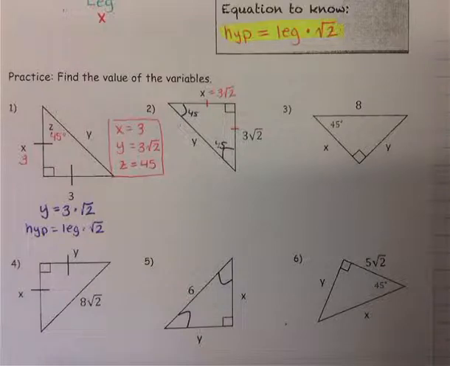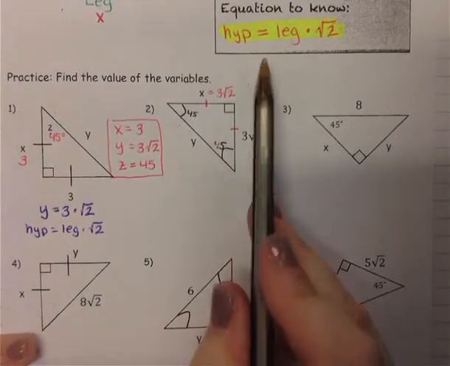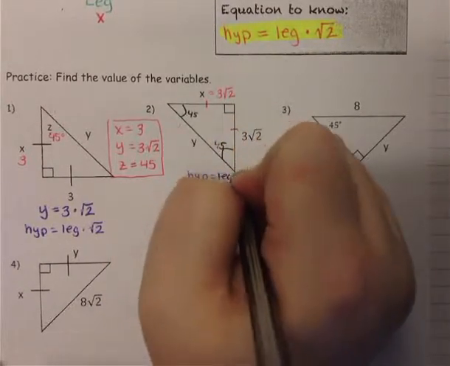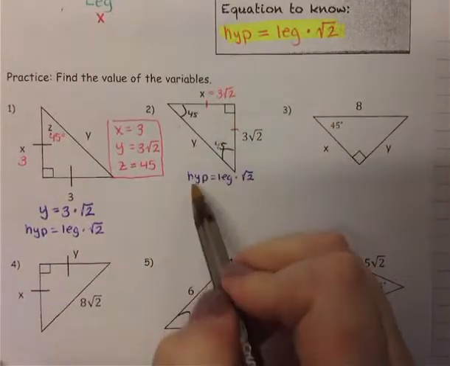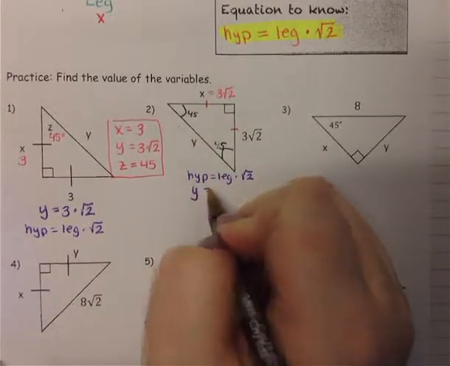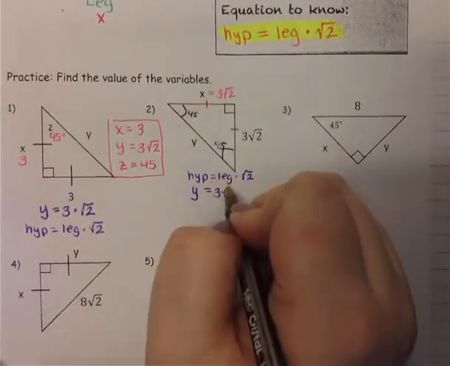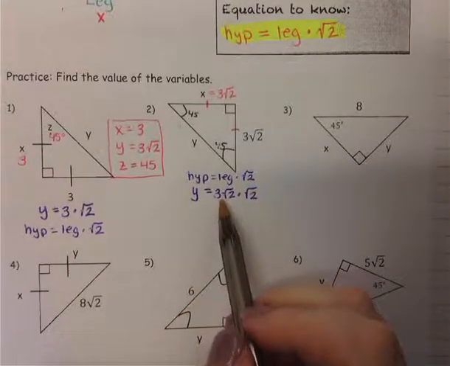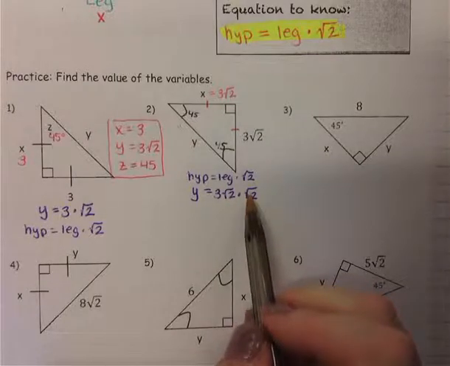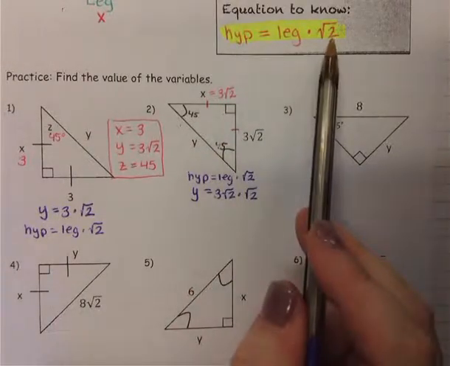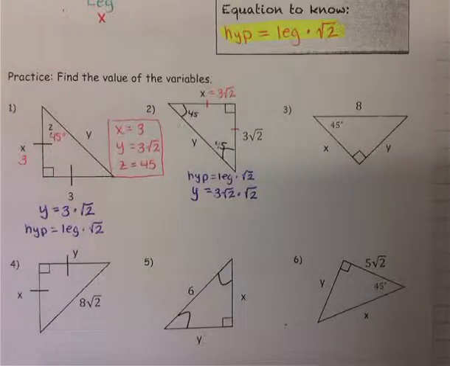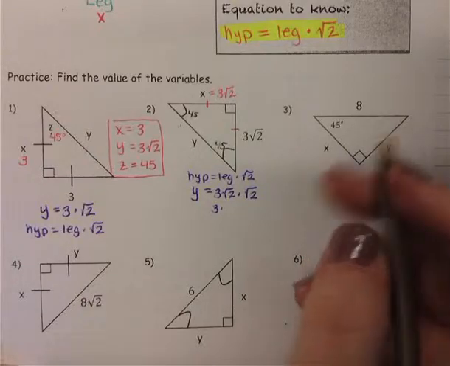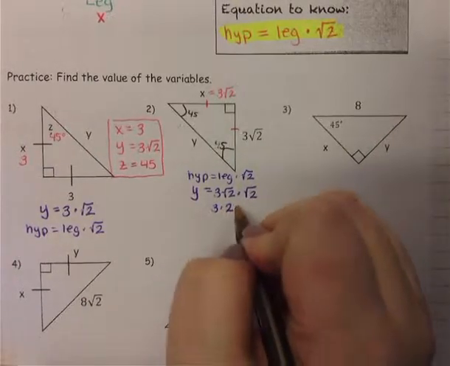Now to solve for y, y is your hypotenuse. So we're going to plug it into the equation that your hypotenuse is equal to your leg times the square root of 2. Our hypotenuse is y. Our leg is 3 square root of 2. And we're going to multiply it by the square root of 2. Even though the leg has a square root of 2 in it, you still have to multiply by the square root of 2. You plug it in as it's written. So now we have 3 times the square root of 2 times the square root of 2, which is the square root of 4, which is just 2. So it's really 3 times 2.